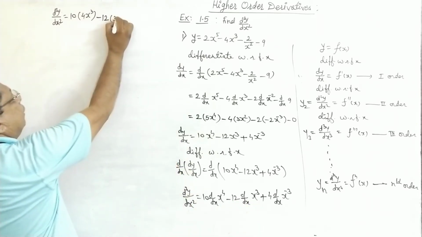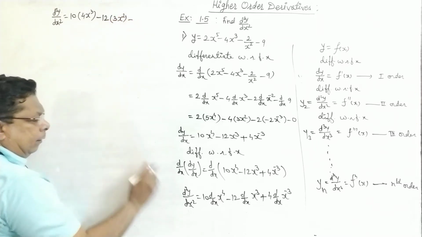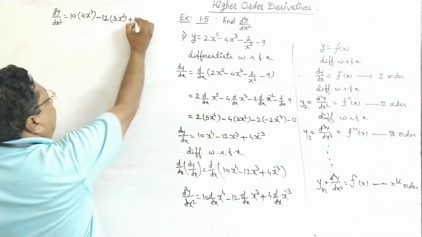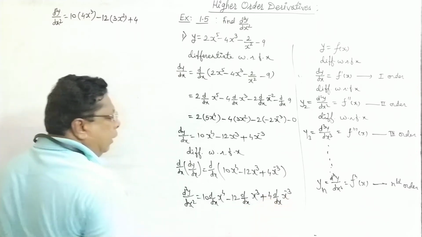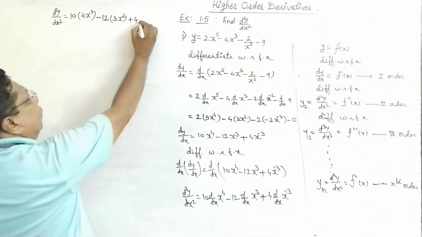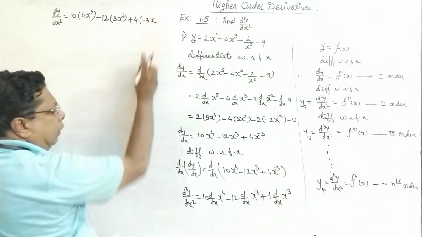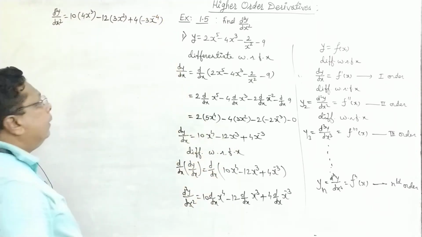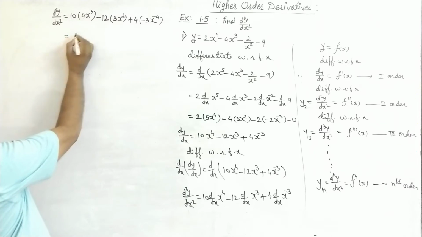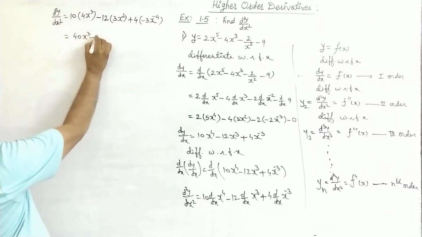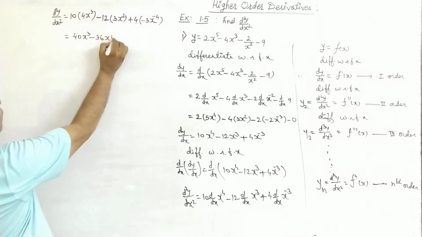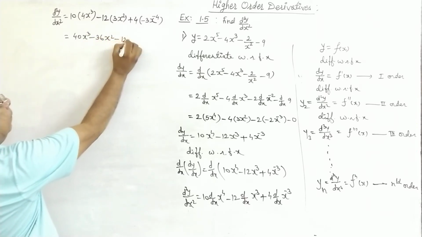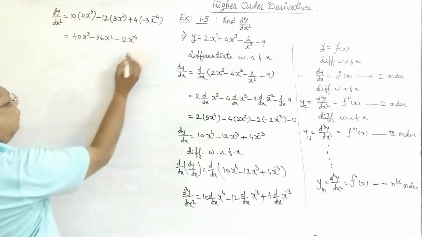Derivative of x cube is 3x square plus 4, take 4 outside. Derivative of x raised to minus 3. So it is minus 3 x raised to minus 3 minus 1, that is minus 4. Simplify this. 10 into 4 is 40x cube, minus 12 into 3 is 36x square, 4 into minus 3 is minus 12x raised to minus 4.